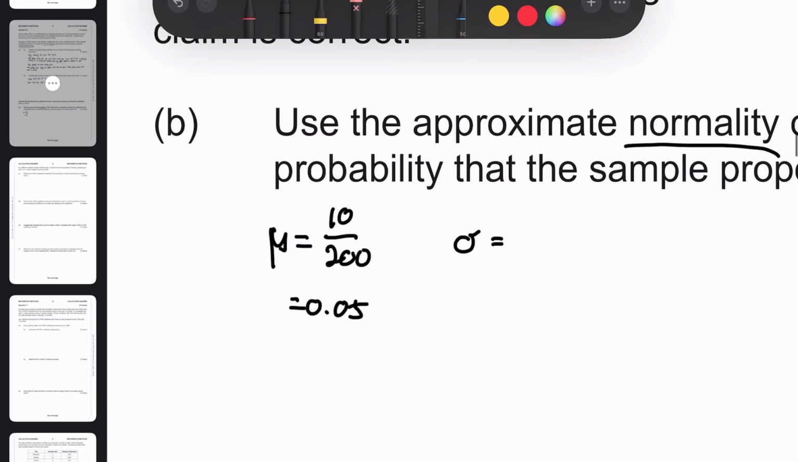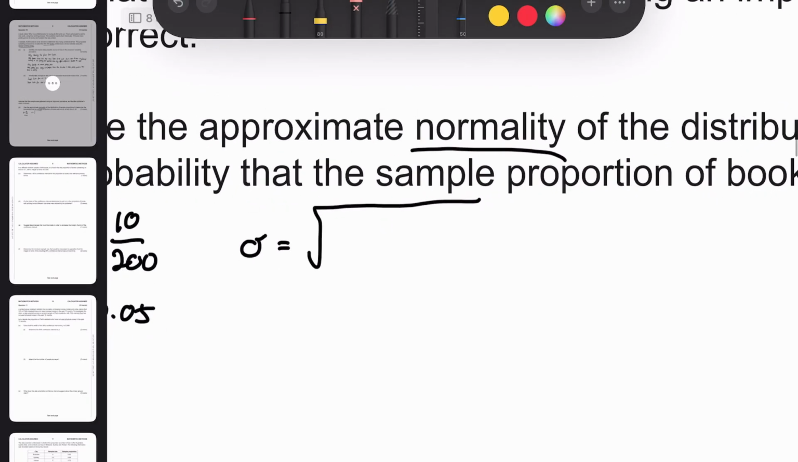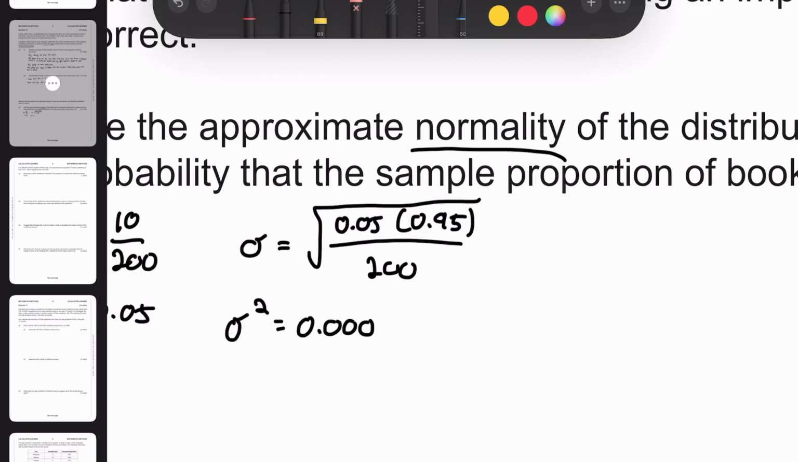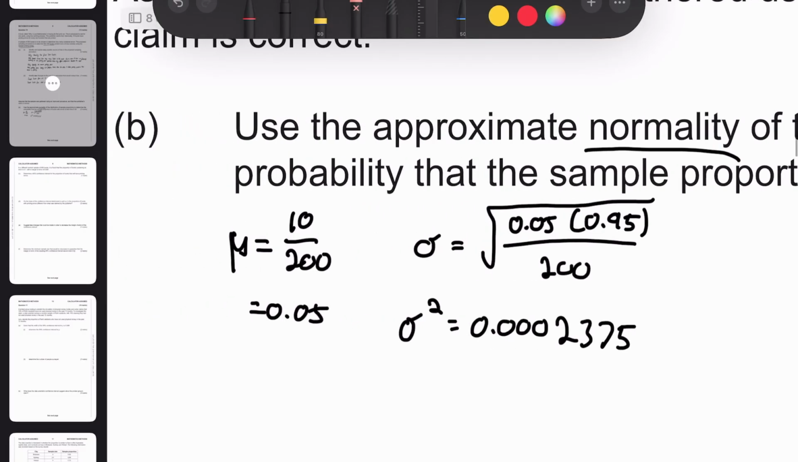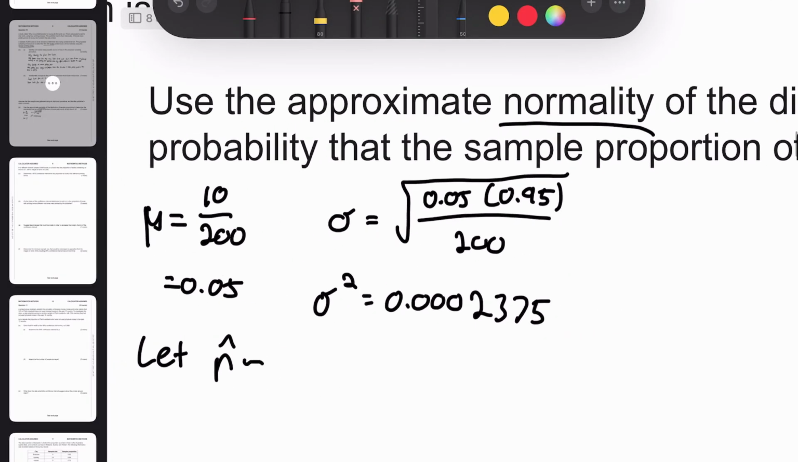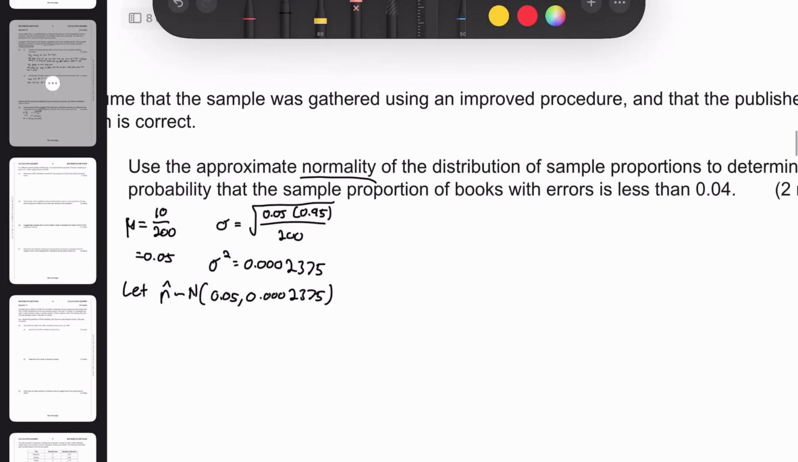Then next would be our standard deviation, which is going to be the square root of 0.05 times 0.95 all on 200. And then our variance will just be that squared. That should be a nice number. It is 0.0002375. So we can say let our sample proportions approximate a normal distribution where we have 0.05 and 0.0002375. So then we want the probability of the sample proportions being less than 0.04.